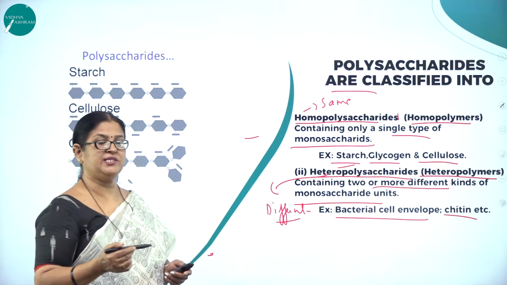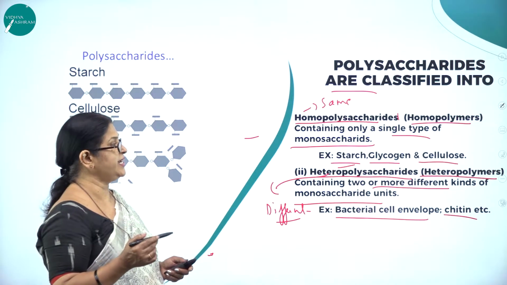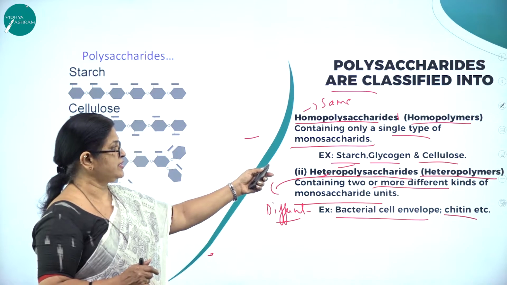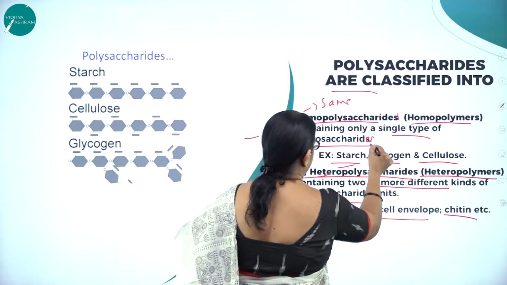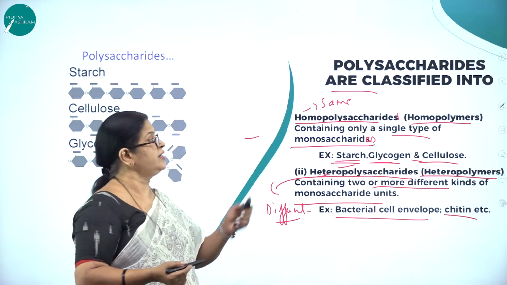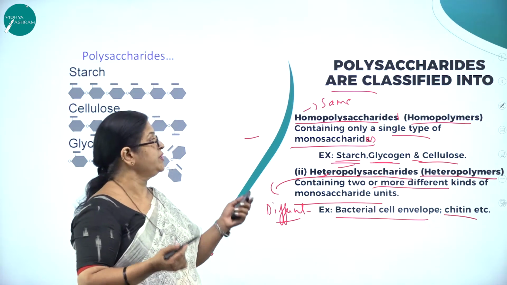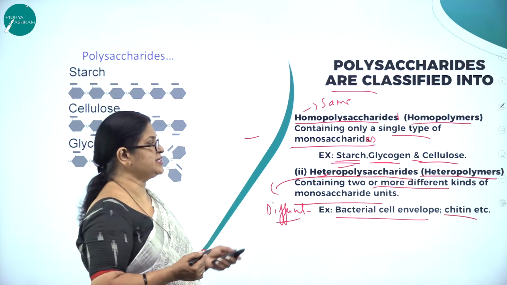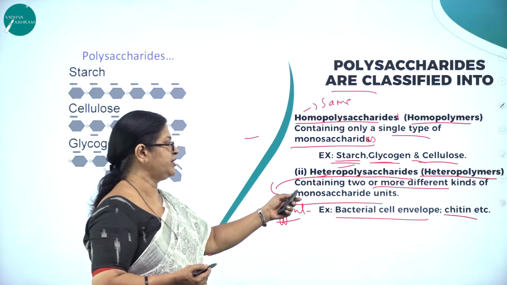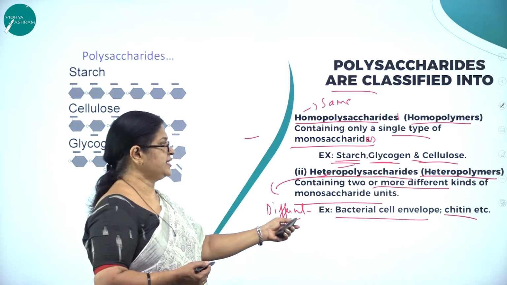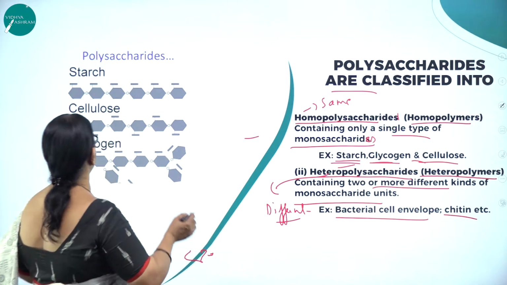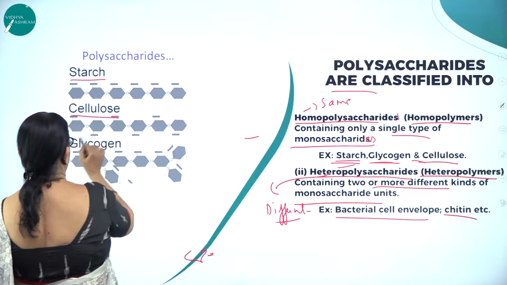Homopolysaccharides are those polysaccharides which contain a single type of monosaccharide, for example starch, glycogen and cellulose. They are also called homopolymers. Heteropolysaccharides are also called heteropolymers, containing two or more different kinds of monosaccharide units, and the classical examples you can give are the bacterial cell envelope, chitin, etc. So here you can see starch, cellulose, glycogen.